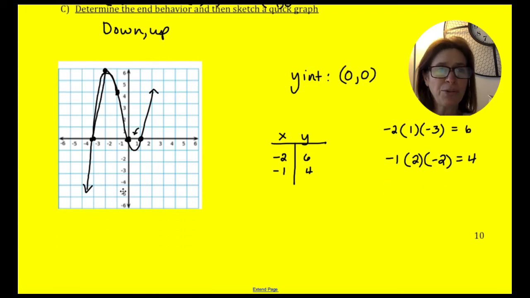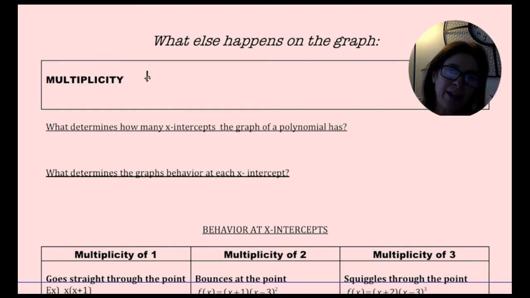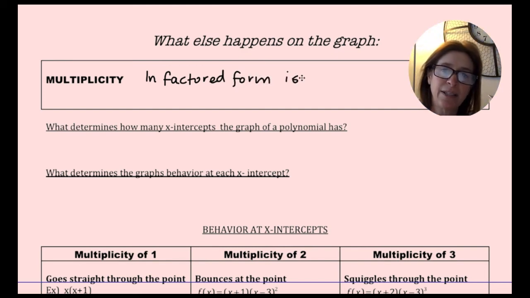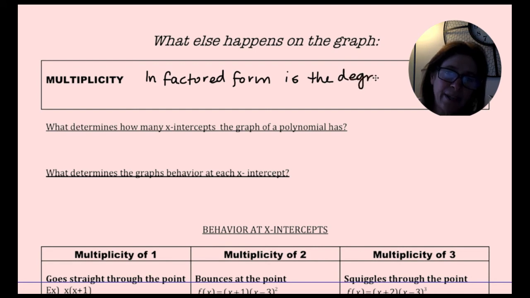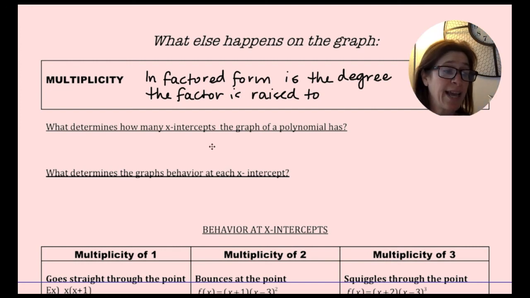Now, we also talked in class last week during your thinking routine about what happens when a factor is raised to a different exponent. This is called the multiplicity. That degree actually tells us what's happening at the graph. So multiplicity in factored form is the degree the factor is raised to. Again, it tells me what occurs at the x-intercepts.